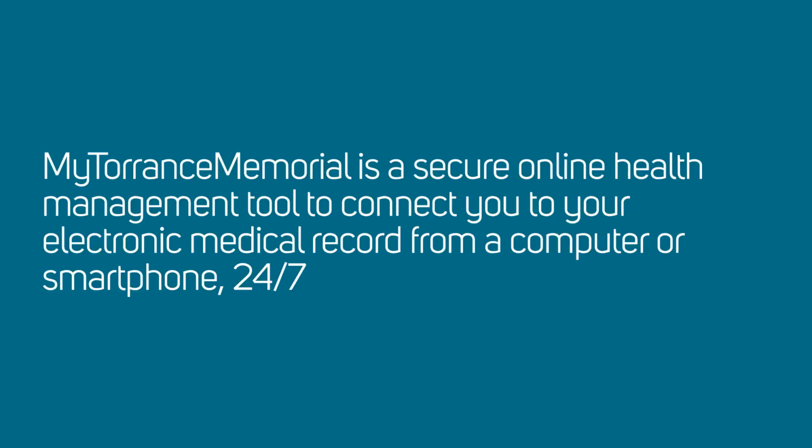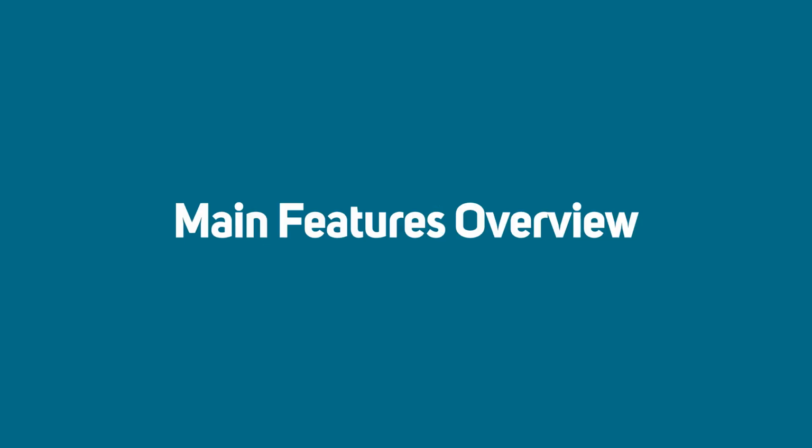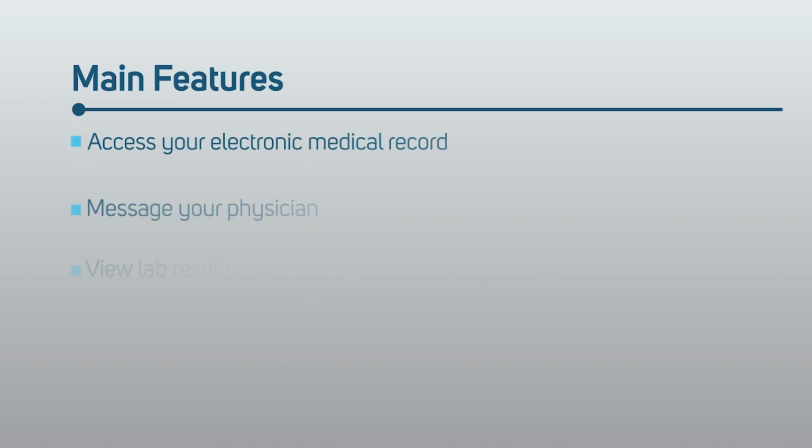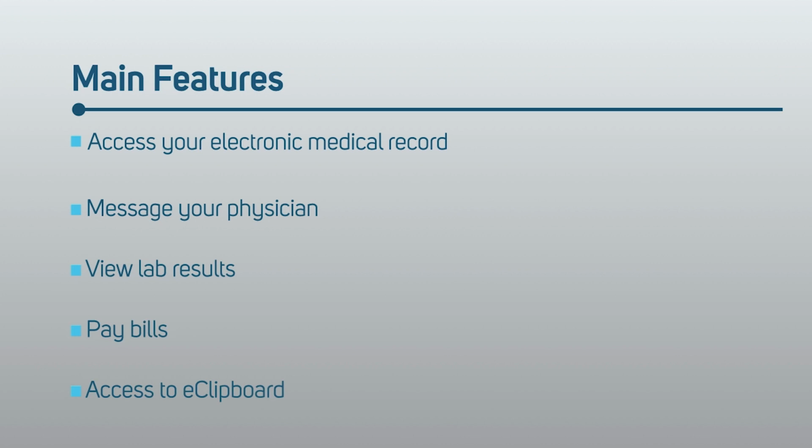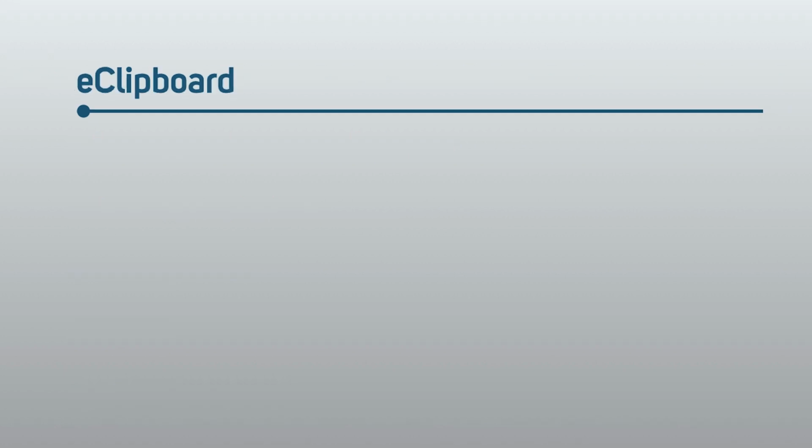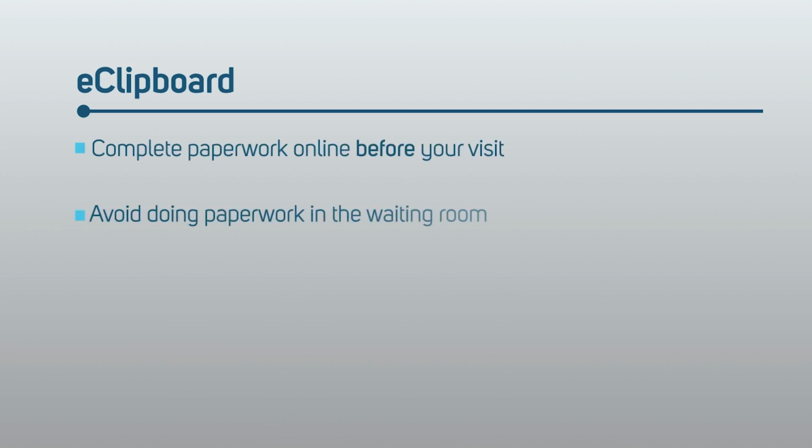Torrance Memorial is a secure online health management tool to connect you to your electronic medical record from a computer or smartphone 24/7. Once enrolled into your patient portal, you can conveniently access portions of your electronic medical record, message your physician, view lab results, and pay bills. You will also have access to eClipboard, which allows you to complete paperwork online and provide updates before your visit, rather than completing a form in the waiting room.